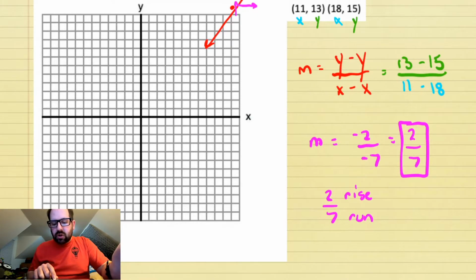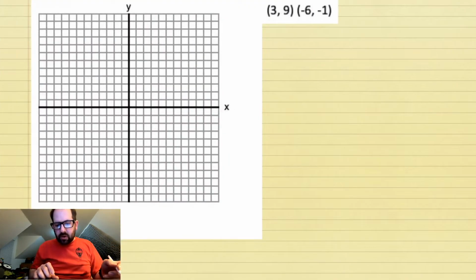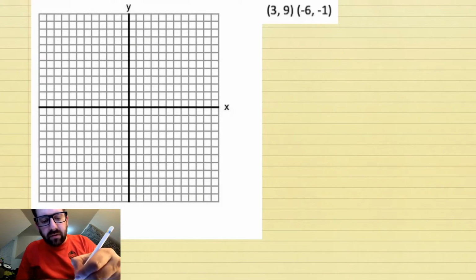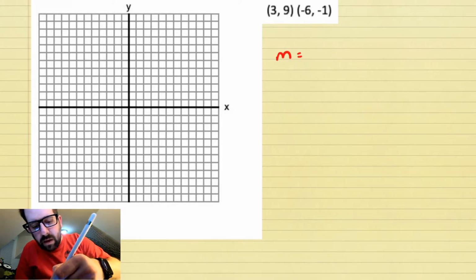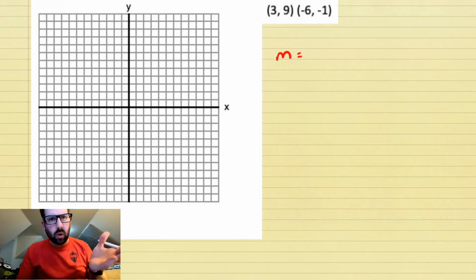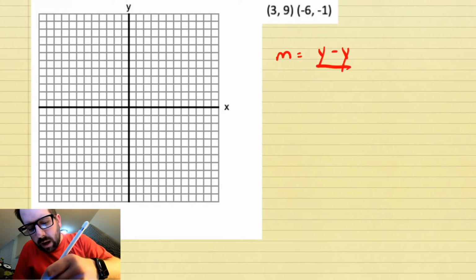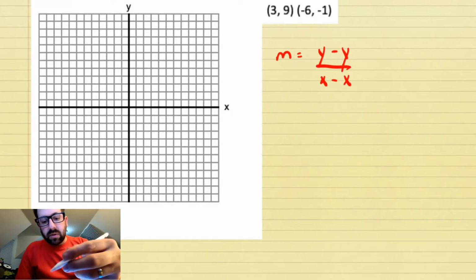All right, let's jump into the next one here. Let's see if I can transition. There we go. Okay, so the next one, we have 3, 9, and -6, -1. Again, I'm using my basic formula here. So my formula is m equals, that's what the m stands for, slope. I don't know why, that's just the letters that they picked. It's y minus y over x minus x. Those are the numbers that they always go by.